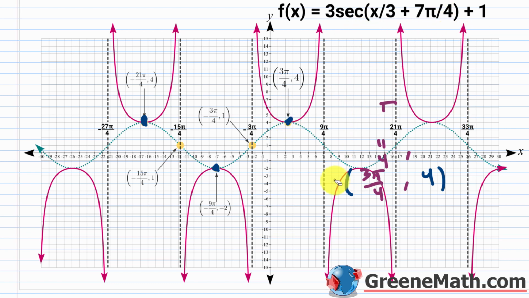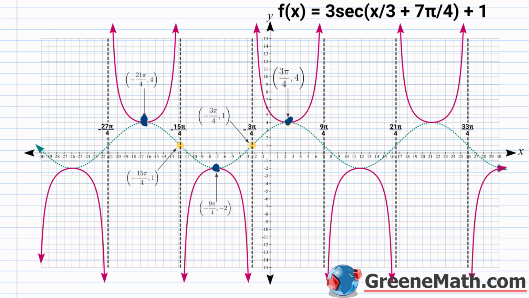And again, once you know where the vertical asymptotes are and you sketch that, so again at negative 15 pi over 4 and negative 3 pi over 4, then you're just considering, okay, well, this is going to be a hill, so here this is a valley. This is going to be a valley, so this is a hill. This is going to be a hill, so this is a valley.